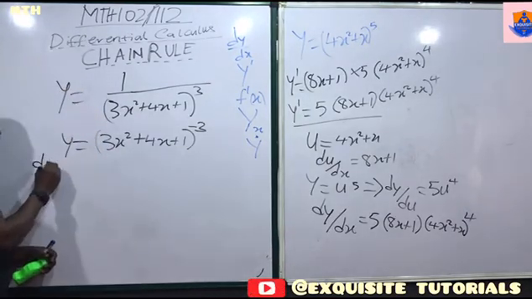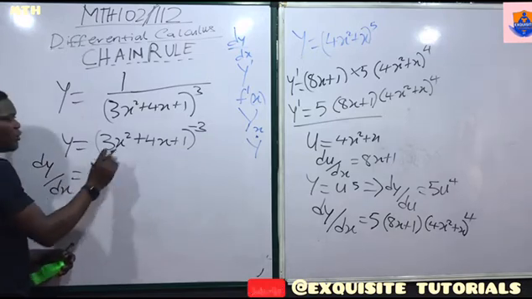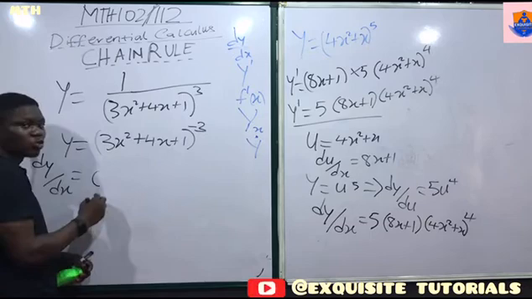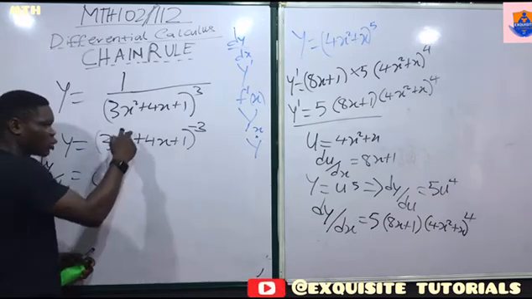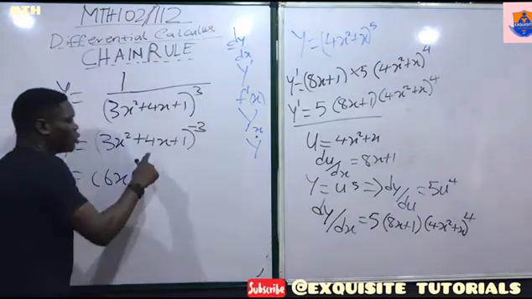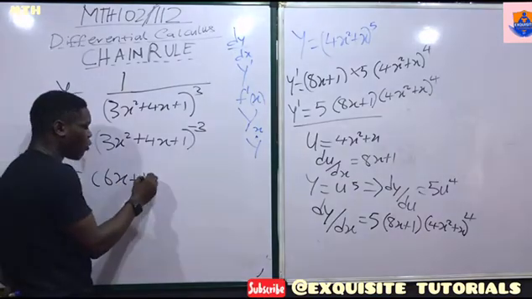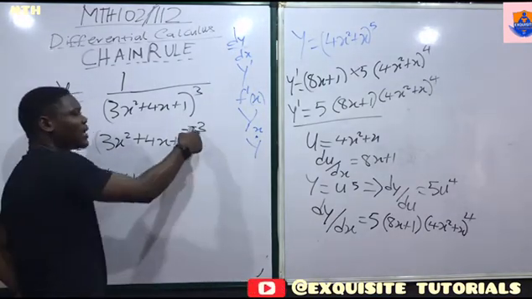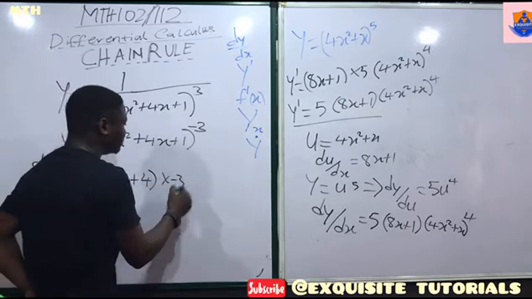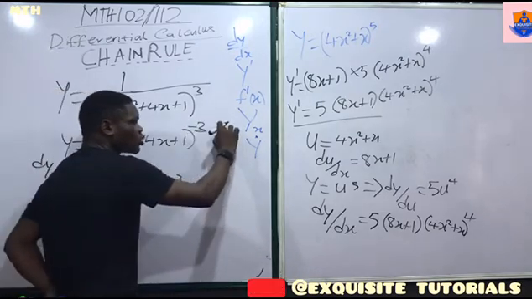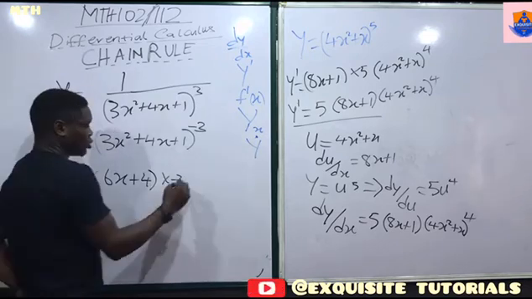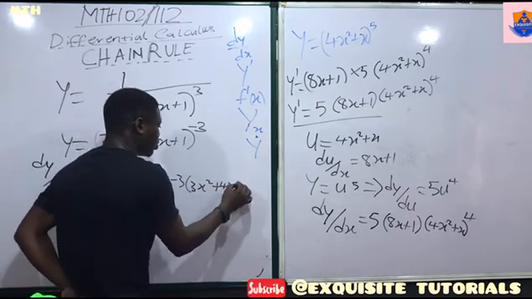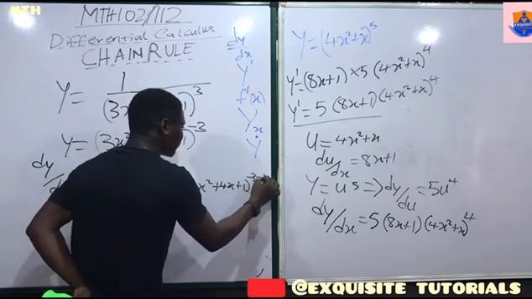So our dy over dx will be, first of all, differentiate whatever is inside. When I differentiate this, I'm going to have 3 times 2, which is 6, then minus 1 from the power, we are going to have x. Plus, if I differentiate this, I will have 4. And when I differentiate this constant, I'm going to have 0. Then multiply it with this power, which is minus 3. Then whatever is here, then subtract 1 from the power. So we have 3x squared plus 4x plus 1. Then subtract 1 from the power.